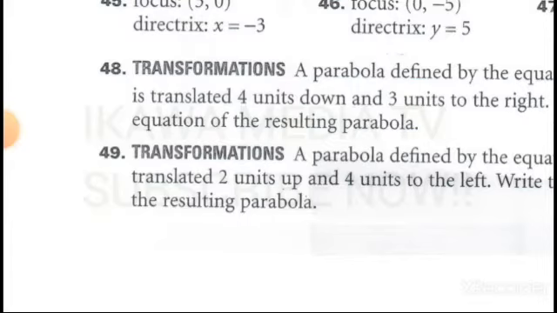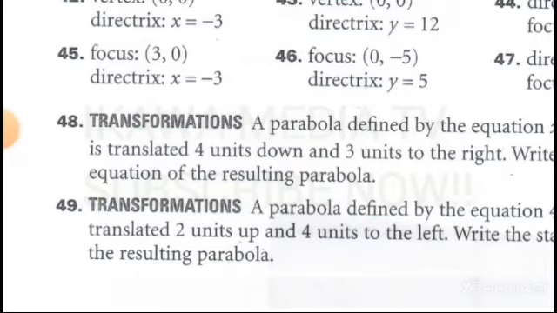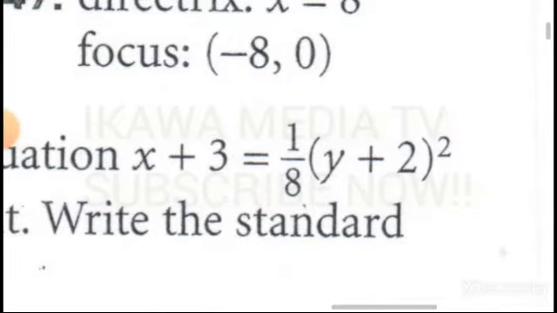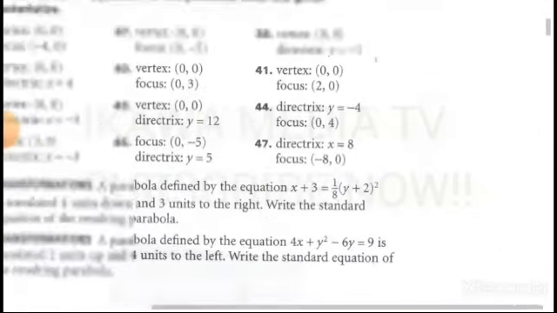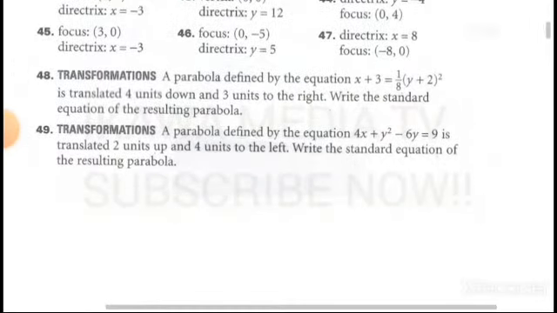Question number 48 contains transformations. A parabola defined by this equation is translated 4 units down and 3 units to the right. Write the standard equation of the resulting parabola. So you are given an equation and told that it has been translated 4 units down and 3 units to the right. You are required to provide the standard equation of the resulting parabola.